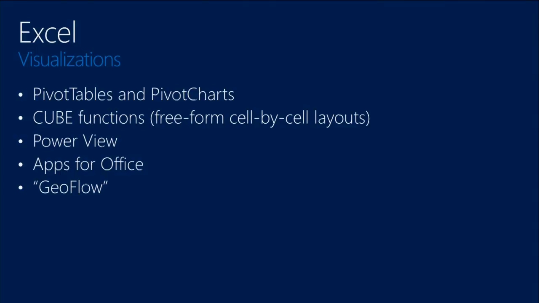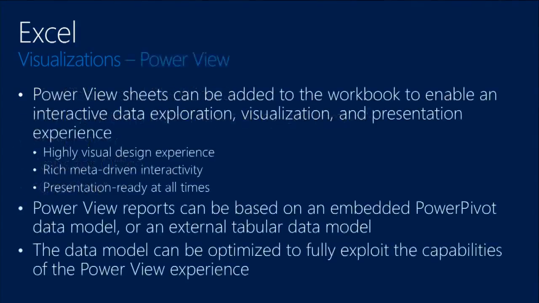There are cube functions, one of my favorite features introduced in Excel 2007. There are 7 cube functions that allow you, cell by cell, to extract members and values and lay out the report of your liking. Power View was added as a feature of Excel 2013, so we can add Power View sheets. And new in Excel 2013 are the apps for Office, and then we'll switch to ARI and have a look at GeoFlow. So let's take a look at each of these.